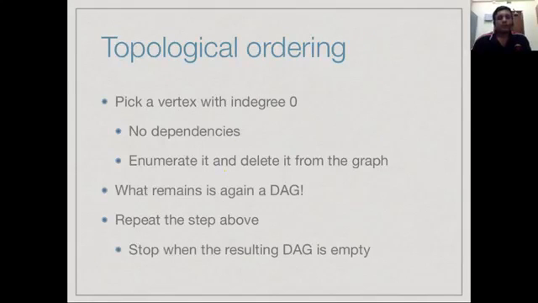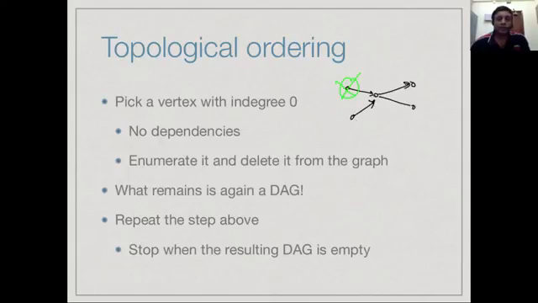So this is a more elaborate version of the algorithm that we described earlier. We pick a vertex with in-degree 0. Recall that such a vertex has no dependencies. Now we enumerate it because it is available for enumeration, and then we delete it from the graph. So when we delete a vertex with in-degree 0 from a graph, supposing we have a DAG like this and we pick this one and delete it, then clearly what remains is a DAG because it is still directed and we have not introduced any cycle. It was already acyclic, and by deleting a vertex we can't introduce a cycle, so clearly it's a DAG.